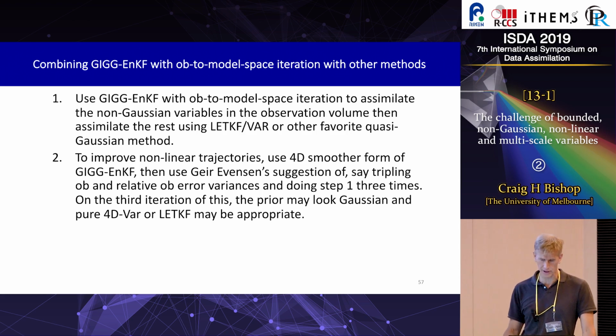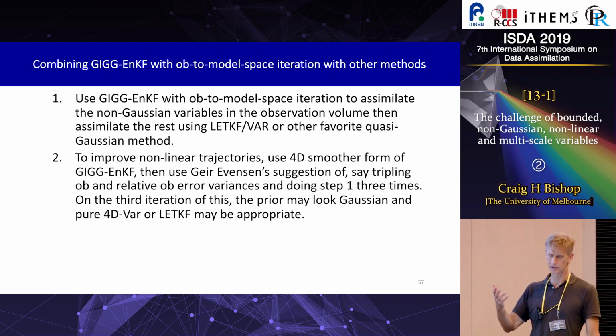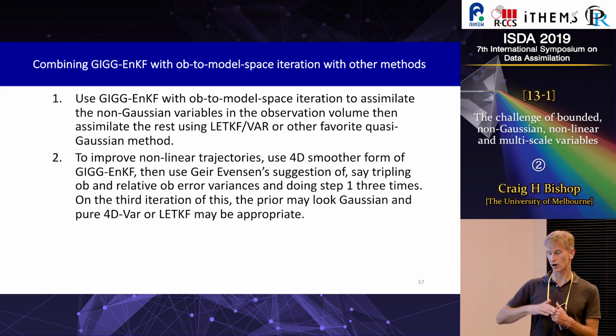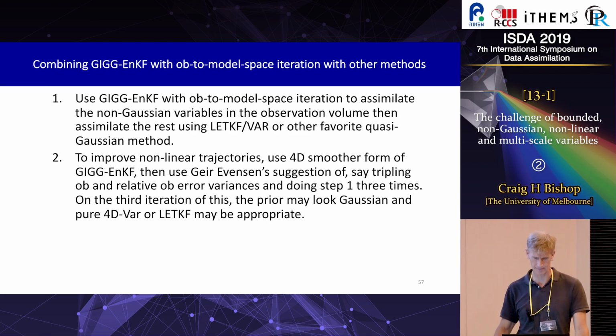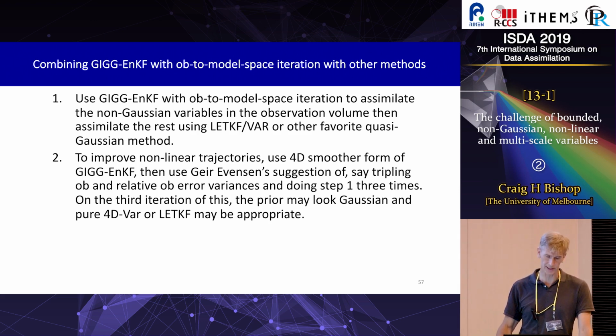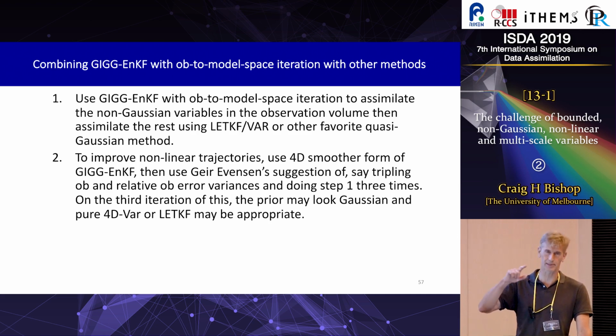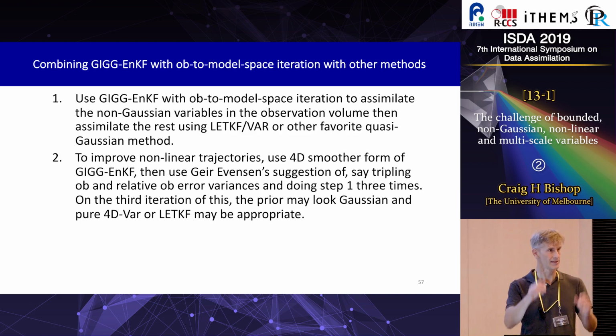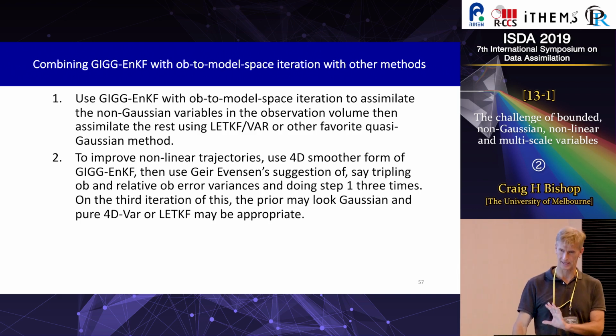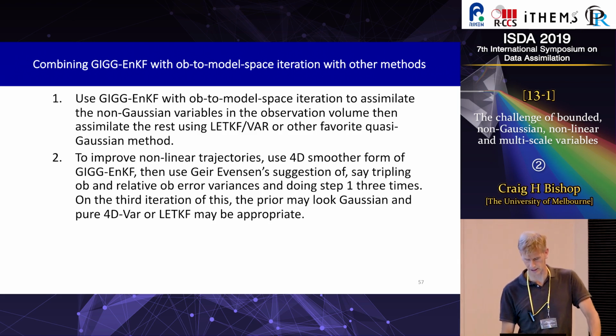And then you could play this game of tripling. This works for relative ob-error variances as well as normal ob-error variances. You just triple the ob-error variance, do it as a smoother, and assimilate the ob 3 times, but you've inflated the ob-error variance by a factor of 3. And actually, on the third iteration, I don't know if you noticed, but typically the posteriors look a lot more Gaussian than the priors. So maybe on the third iteration, you could just switch over to your Gaussian technique. Anyway, those are some suggestions of how you could fit these sorts of ideas into something that you have already.